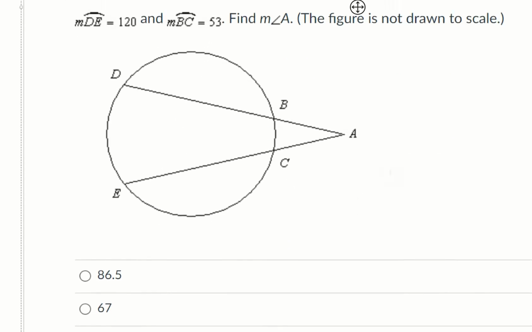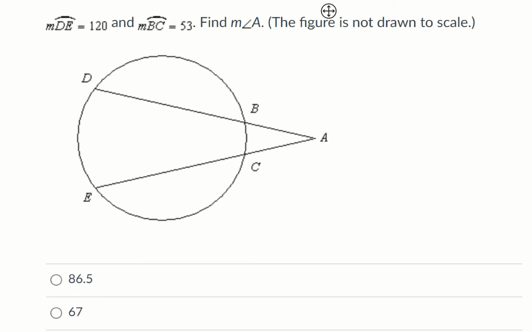All right, so measure of arc DE is 120. So DE, this arc here, is 120. BC is 53 degrees. Find the measure of angle A. So, as we mentioned in one of the earlier questions, I have two intersecting segments on the outside. And to find the angle, I need to take half the difference of those two arcs. So I need to take the difference between these two, the two intercepted arcs, and divide by 2. All right, so the measure of angle A is half the difference.